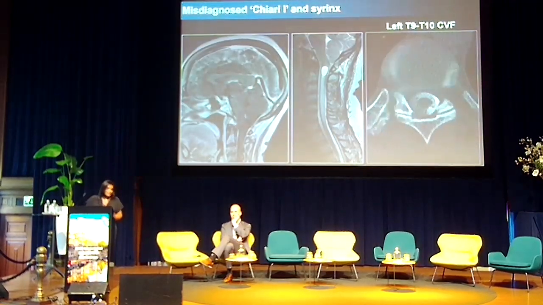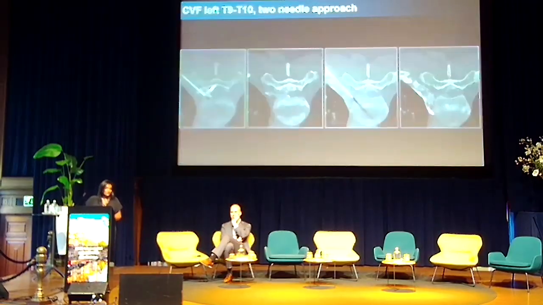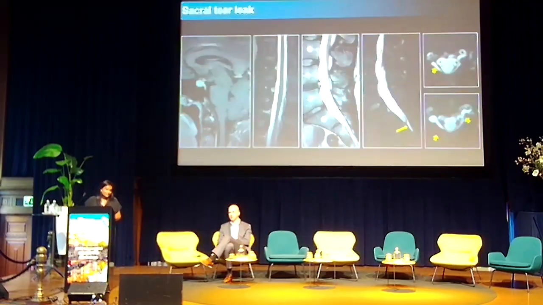And we found a CSF-venous fistula at left T9, T10. And we did a 2-needle glue for this, targeted at the fistula and the drainage. And this was her follow-up MRI 6 weeks later. And she's completely symptom-free. And the neurosurgeons love this case because how many syrinxes can you see resolve with just putting a couple of needles in?